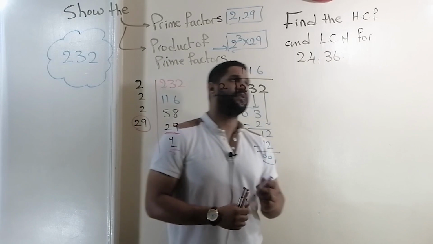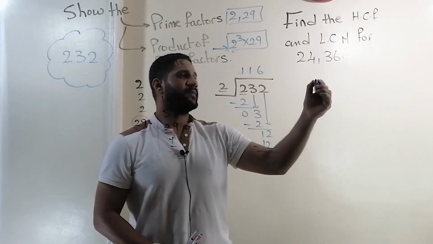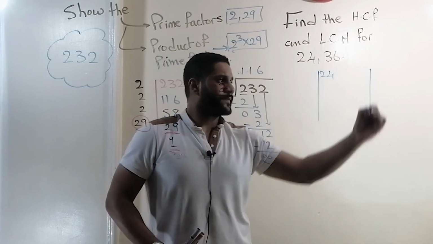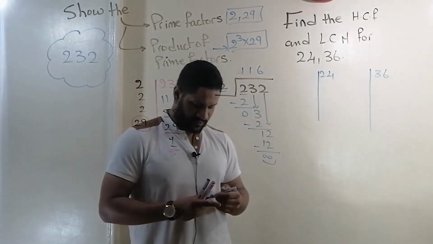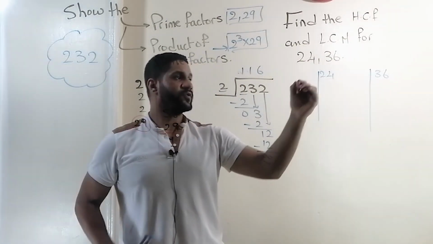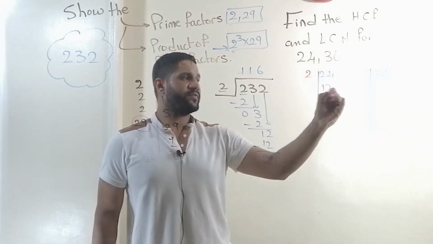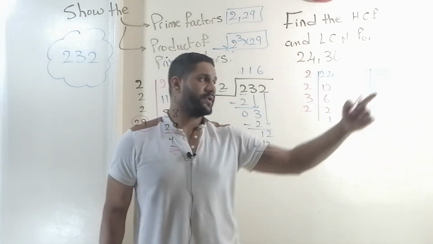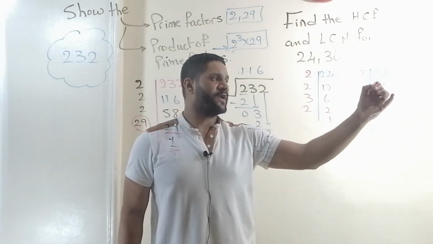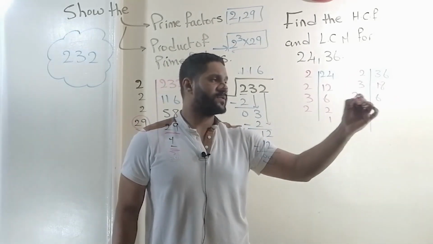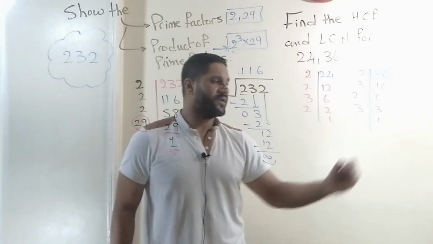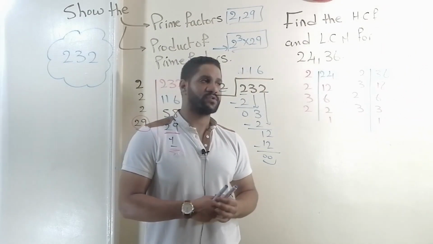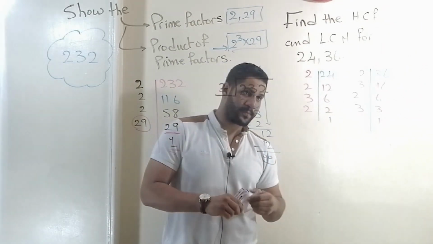Let's look at this example to find the highest common factor and the lowest common multiple. I put here 24 and here 36 and start solving them. 24 divided by 2 gives 12, 2 gives 6, 3 gives 2, 2 gives 1. 36 divided by 2, 18, 3, 6, 2, 3, 3, 1. Of course, we only use prime numbers here.